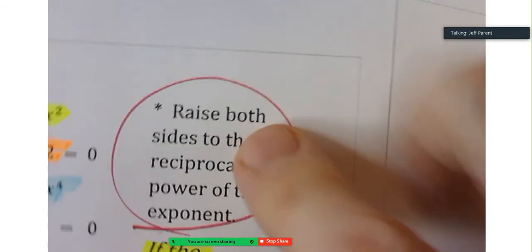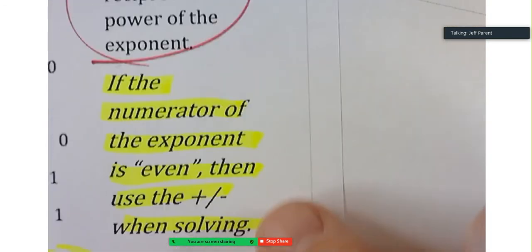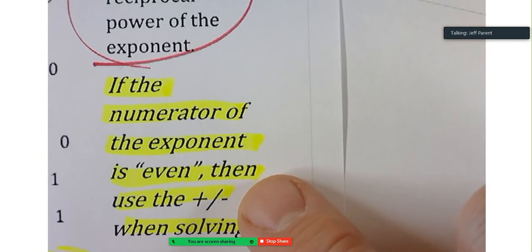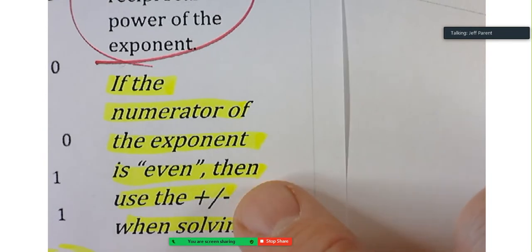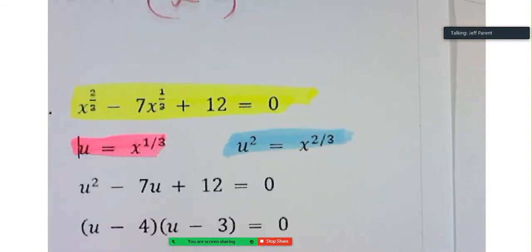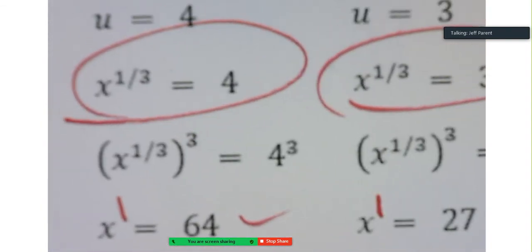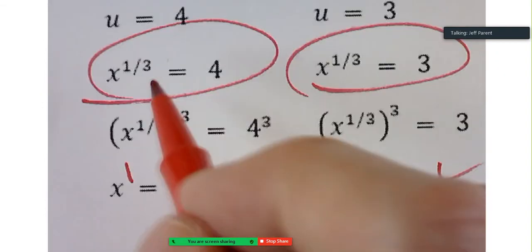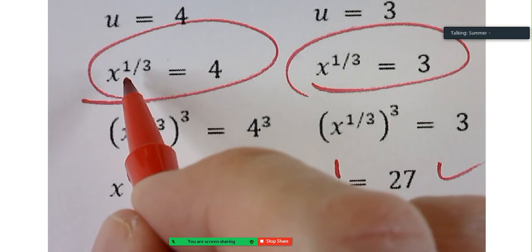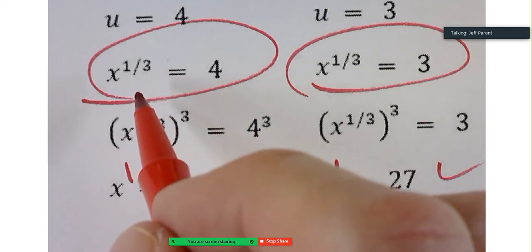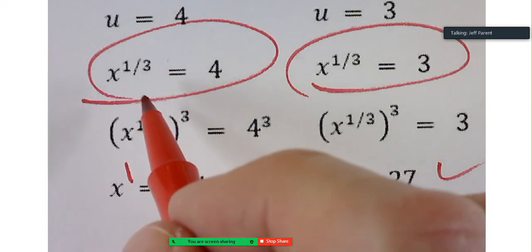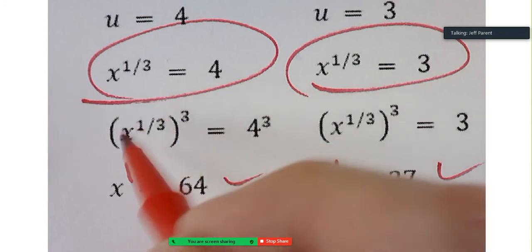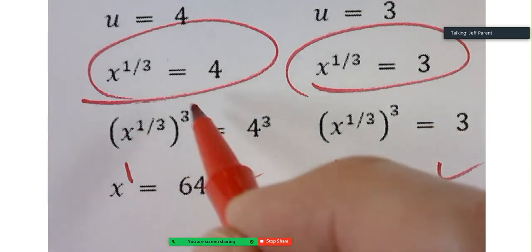When you raise both sides to a reciprocal power, you want to use the plus or minus if the numerator of the exponent is even. Now when we look down here, and it's a great question, I'm glad you helped me make this point, what's the numerator of this exponent? 1, and that's odd. So you don't have to use a plus or minus when you raise both sides to the reciprocal power.